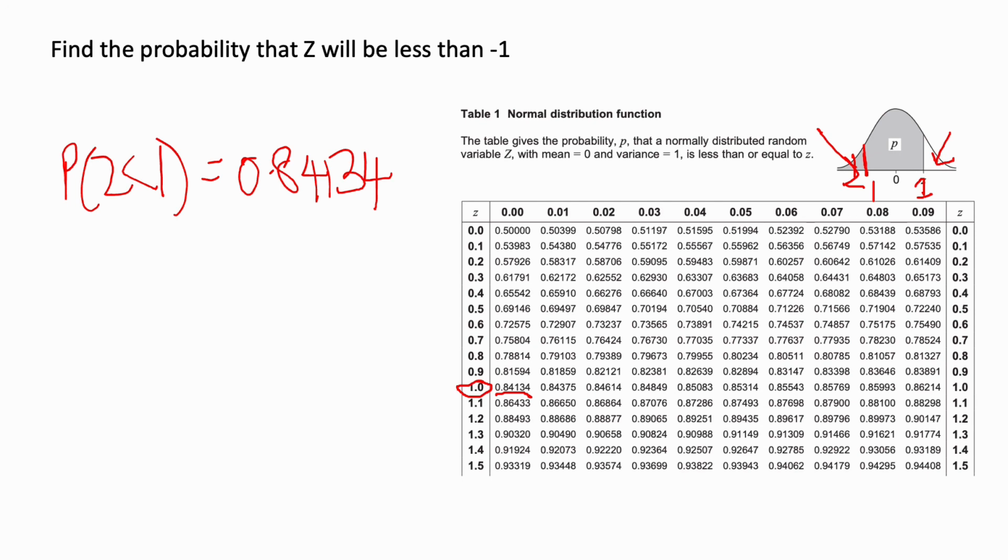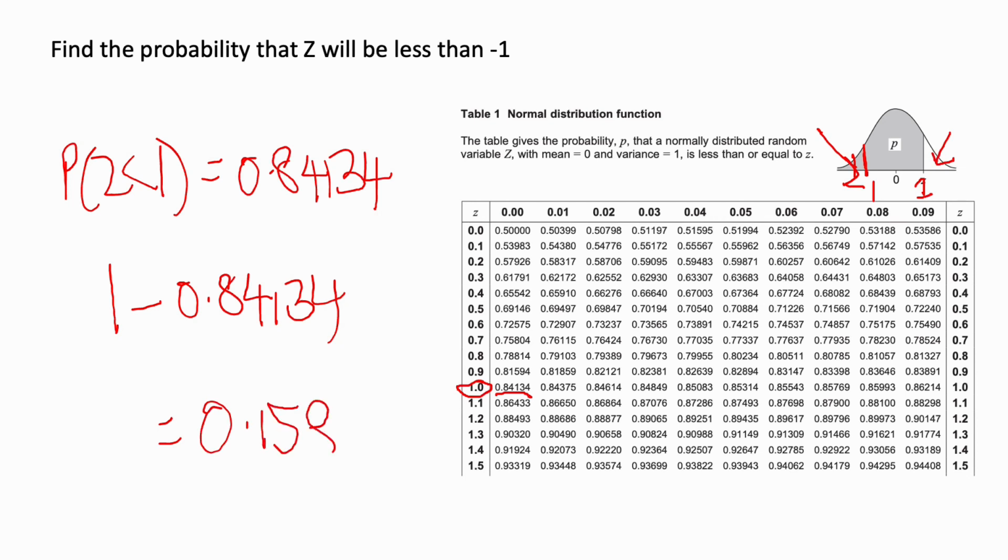So that would be this shaded bit, if those red marks weren't there. So then actually to find this bit here, we just need to do 1 take away that value. So 1 take away 0.84134, which I'll get my calculator quickly. 1 take away 0.84134, and that gives us 0.15866. There we go.